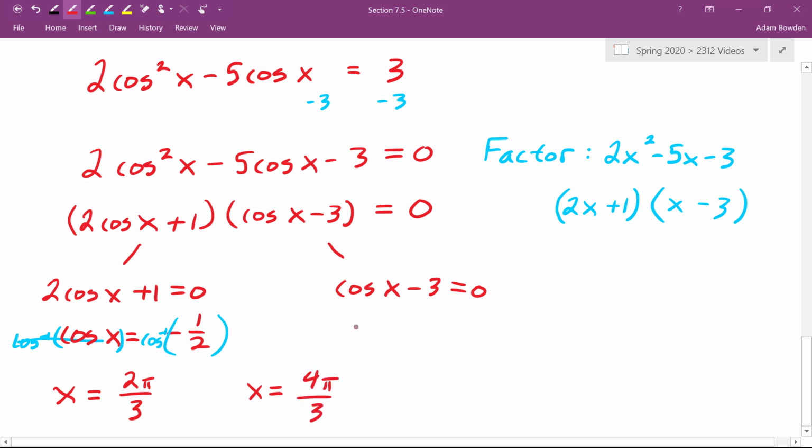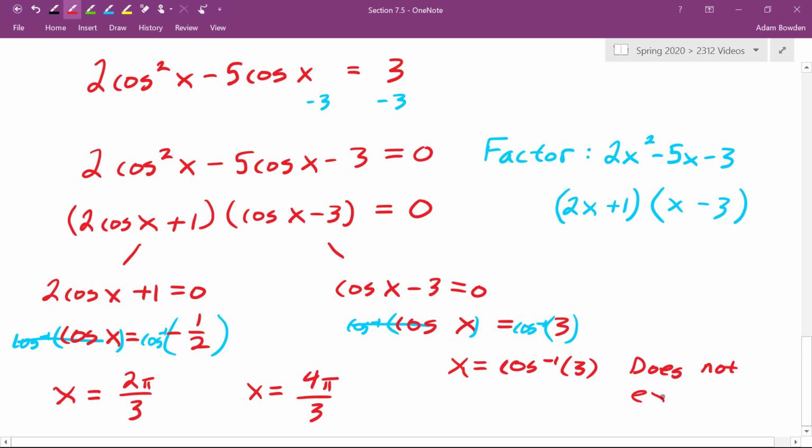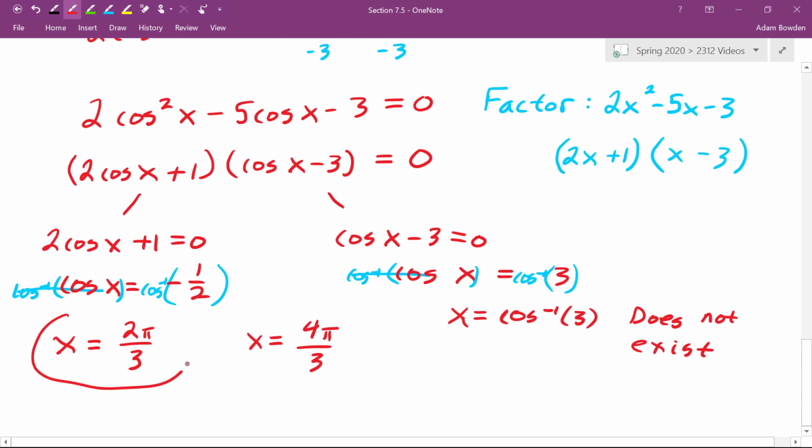Now for this other one, if we try to solve for x, we'd get cosine x is equal to 3. And applying the inverse here won't go too far because x equals cosine inverse of 3 does not exist. It's outside of the domain of the cosine inverse. So we have 2 solutions, these 2 right here.